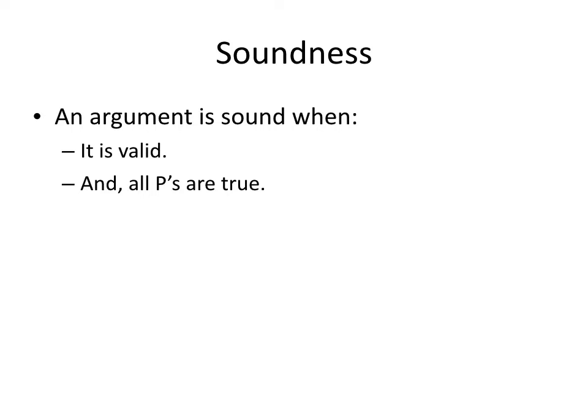Now we get to soundness. An argument is sound when it's valid and all the premises are true. So I had to define validity before defining soundness because an argument has to be valid to be sound. Soundness is what we really care about when we're looking at an argument. We want it to be valid and we want all the premises to be true. If an argument is sound, it's really strong. It's really compelling. And soundness represents the gold standard for arguments in ethics.